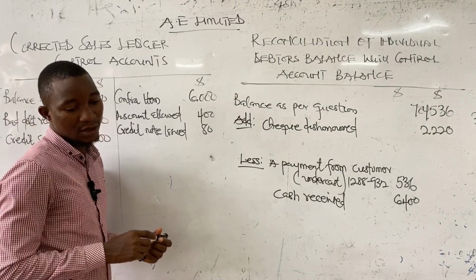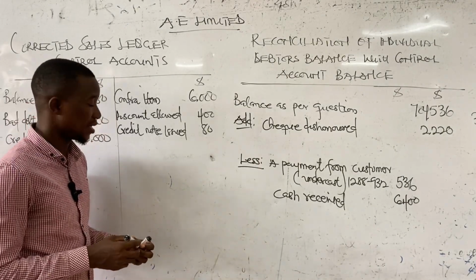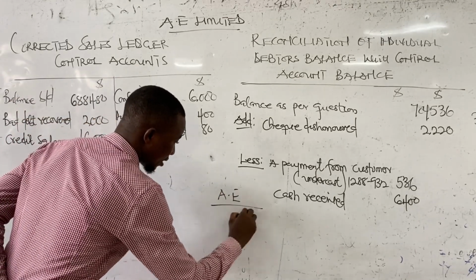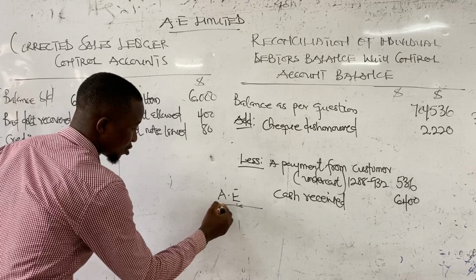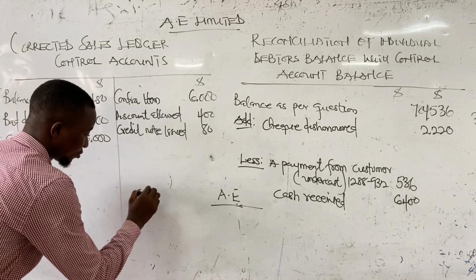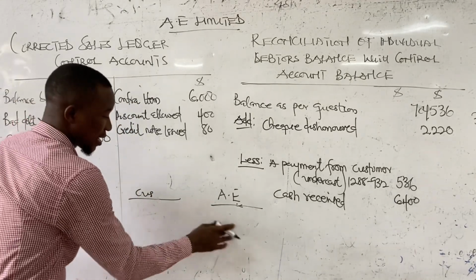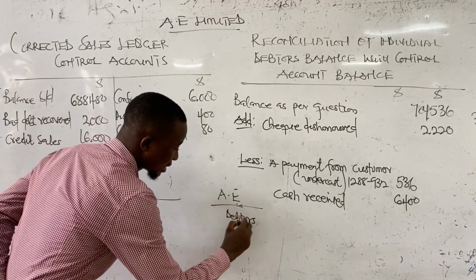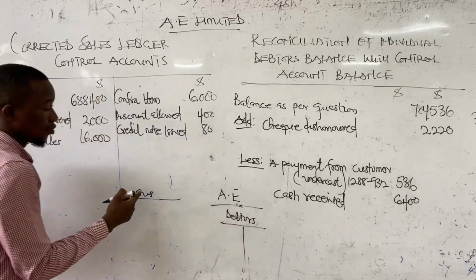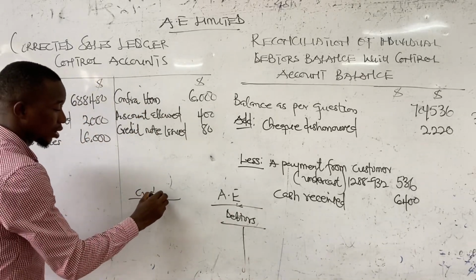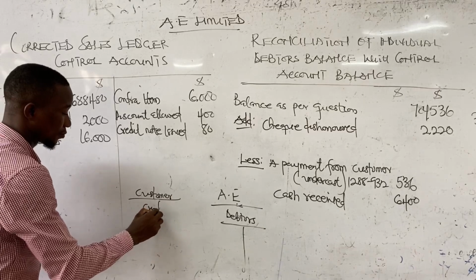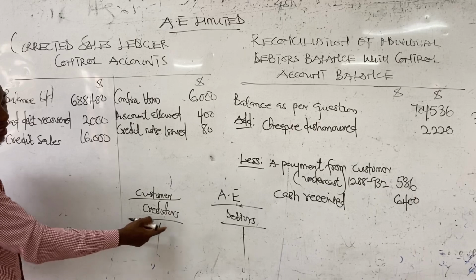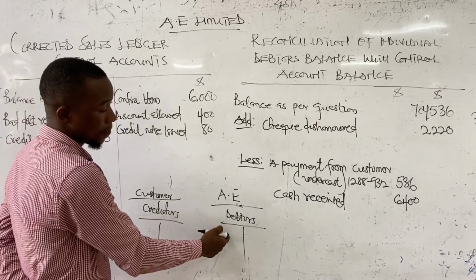The question says that a credit note issued to a customer of 80 was omitted. So A Limited is the firm that issued the credit note to the customer. To the firm, the customer is a debtor, right? So the customer will have the debtors account. From the perspective of the customer, A Limited is a creditor. Good. Take note that creditors increase at the credit side, debtors increase at the debit side.